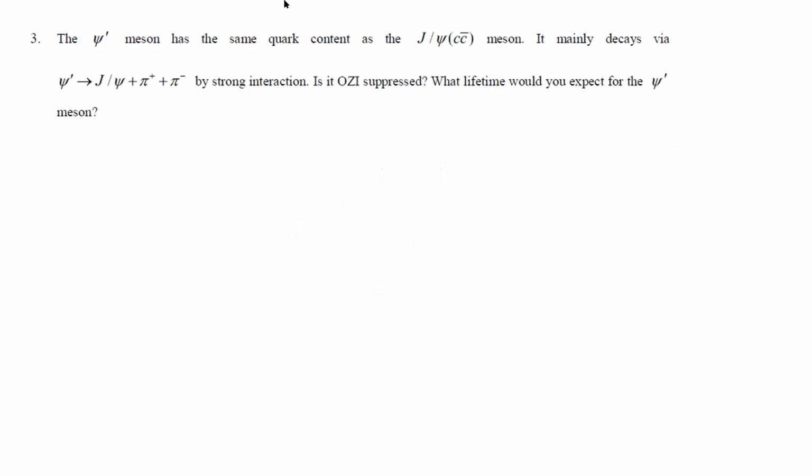Okay, so let's look at the next question. This question is asking about the psi prime meson. It has the same quark content as the J/psi meson. In fact, psi prime meson is an excited state of the J/psi meson, so it would decay back to the J/psi meson plus some byproducts. So we are asked to determine whether this process is OZI suppressed or not.